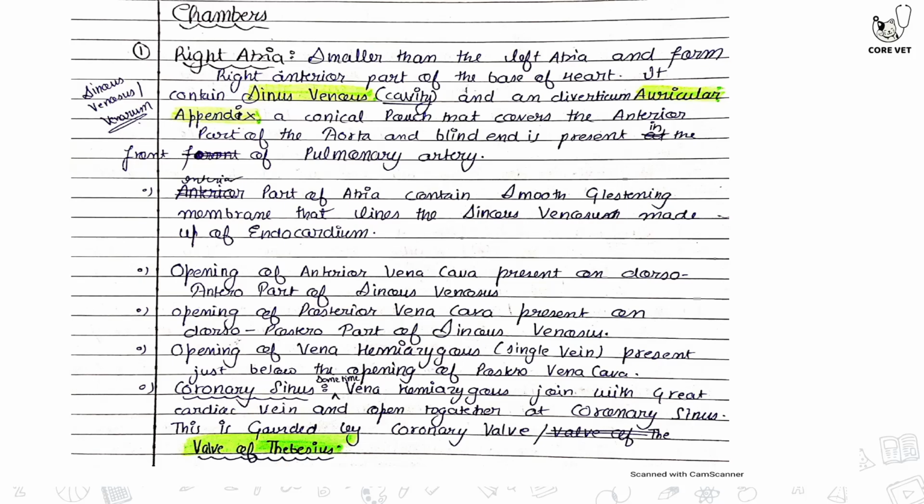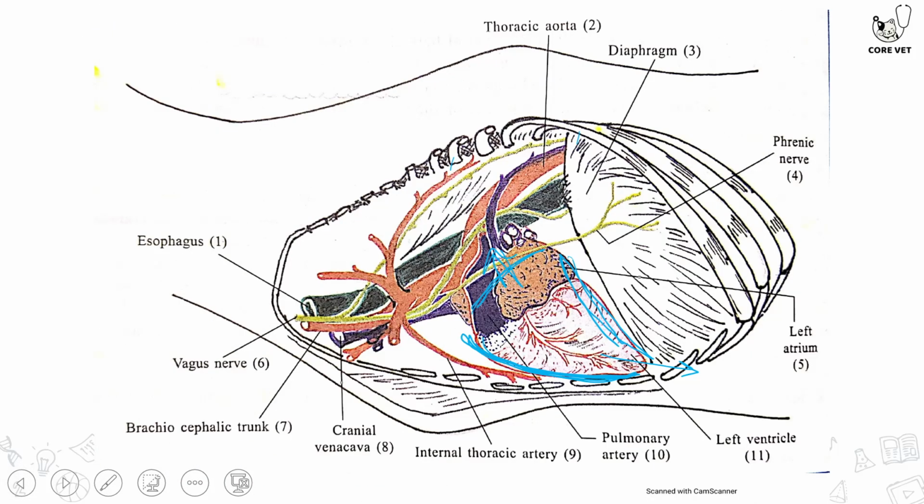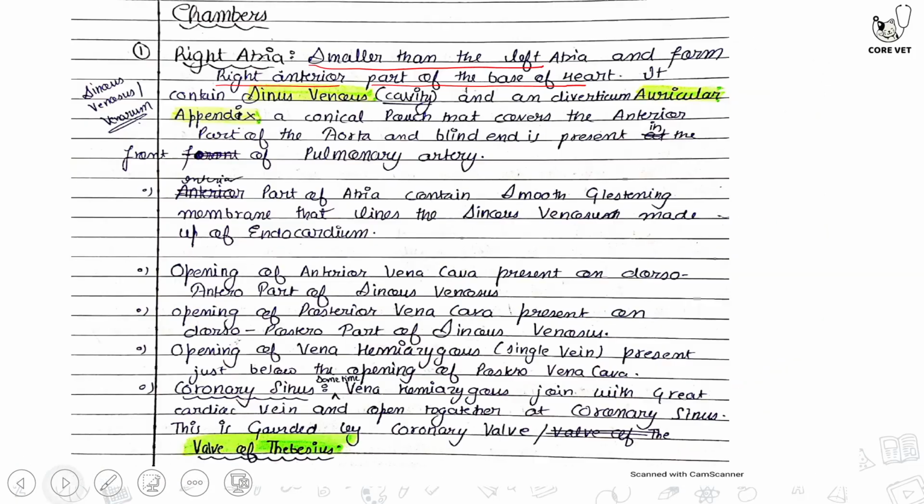Now coming on to the right atrium. We are going to discuss compartment by compartment, so first of all, the right atrium. It is obviously smaller than the left atrium. It forms the right anterior part of the base of the heart. You can see the position of the right atrium here. It forms the anterior part of the base.